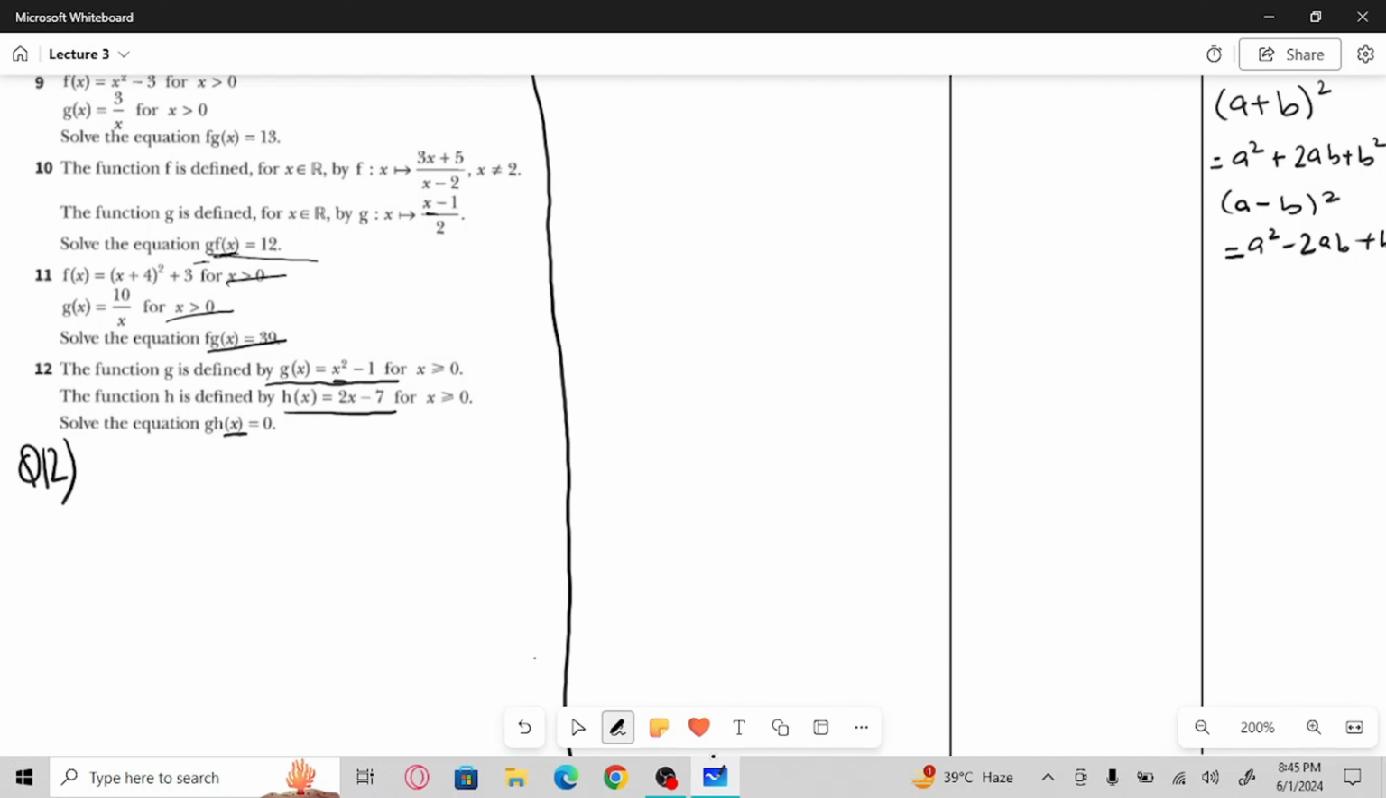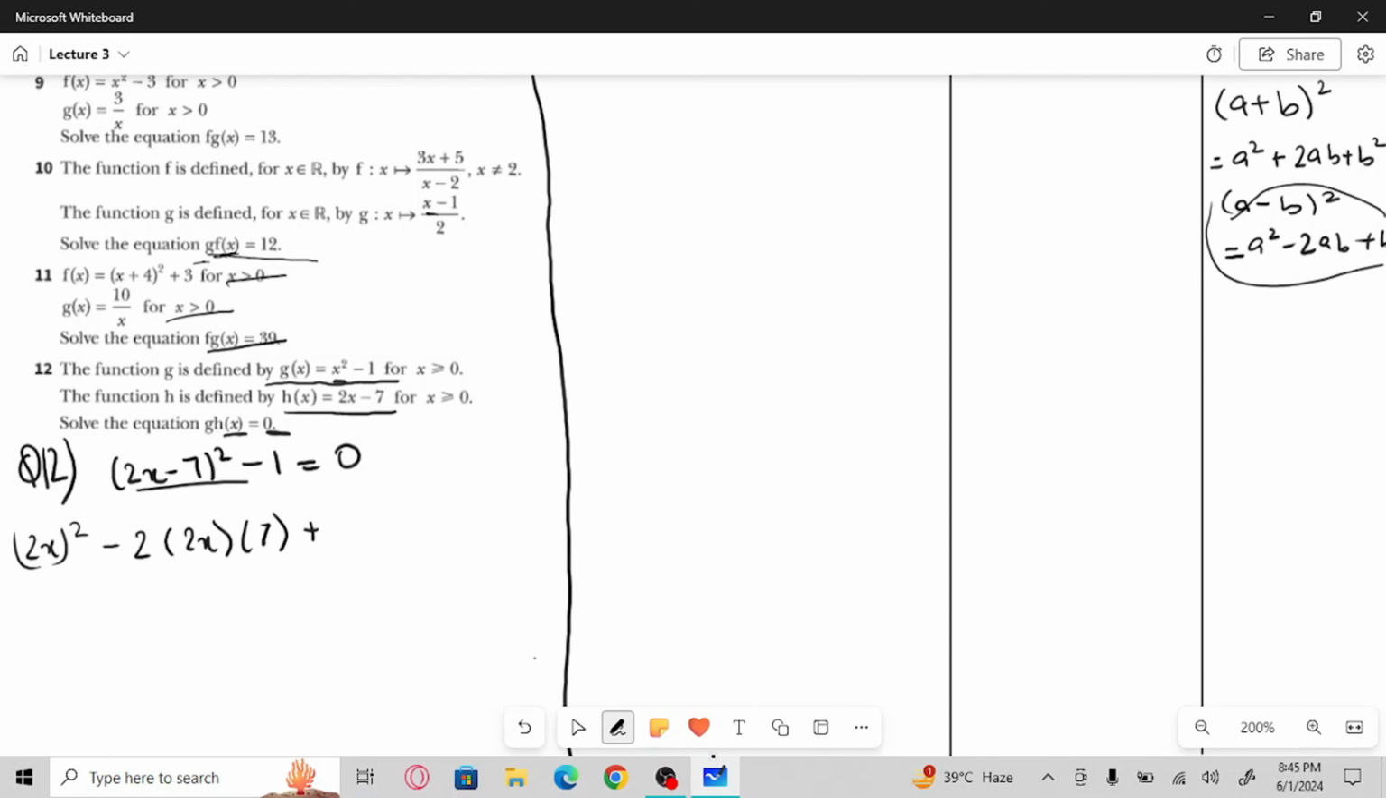Okay, so it's going to be 2x minus 7 whole squared minus 1 is equal to 0 as given in the question. And we are going to use the mathematical identity for (a minus b) whole squared. Actually it's written here if you want to recall it: a squared minus 2ab plus b squared. So (2x) whole squared minus 2 times 2x times 7 plus 7 squared, which is 7 sevens are 49, minus 1 is equal to 0.